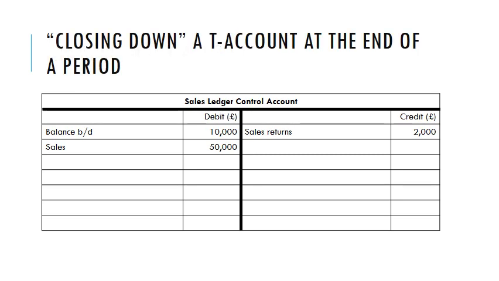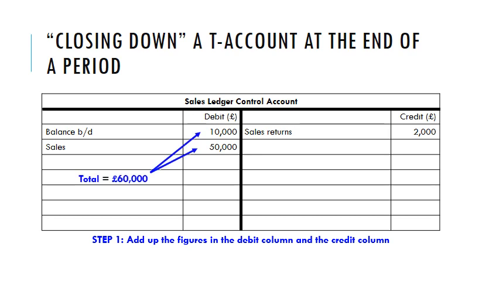Now, other than recording transactions in the T accounts, what you'll also need to do is to be able to close them down at the end of a period. Now, this involves a number of steps that we're going to go through now. First of all, we'll add up the figures in our debit column. That's the column on the left side of the T account, and in the credit column, the figures on the right-hand side of the T account. So in the example on screen, we have 60,000 on the debit side and only 2,000 on the credit side.